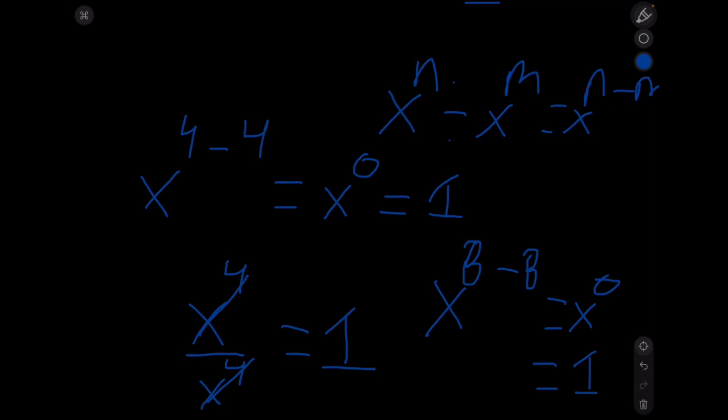Just remember it. Now, there are 2 more rules that I must teach you in order for you to become great mathematicians, which I'm not, unfortunately. So, there is a rule called the reciprocal rule. Let's say you had x to the negative n. It would just mean that you have 1 over x to the n.